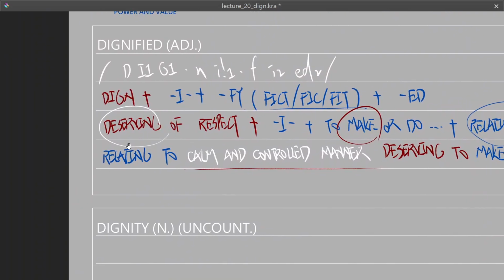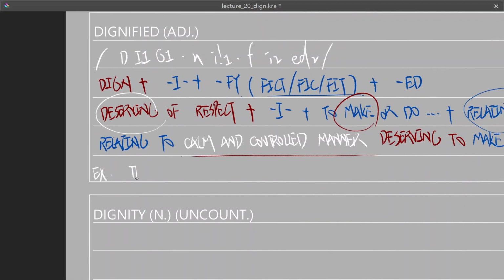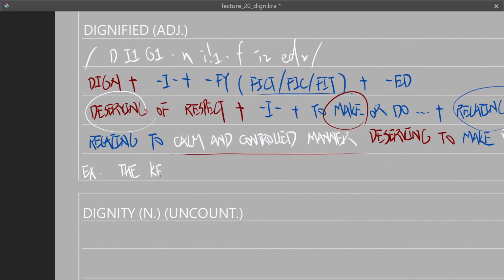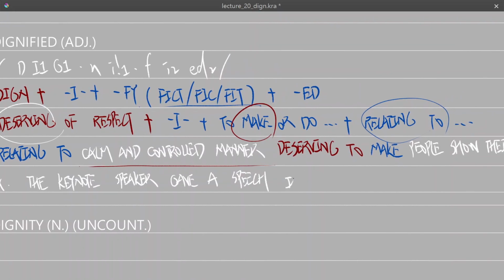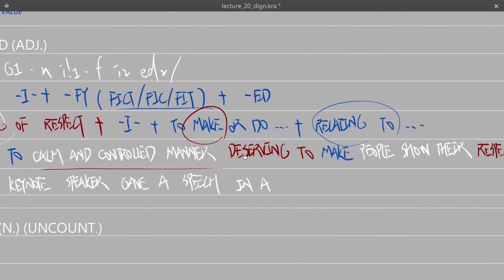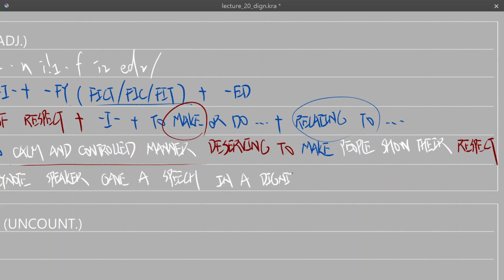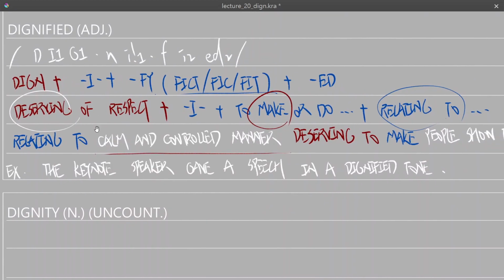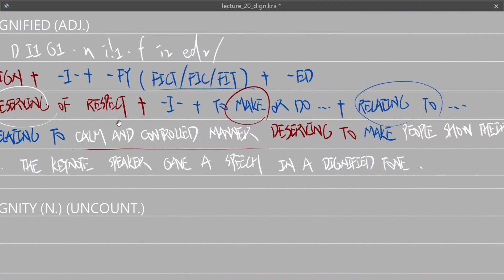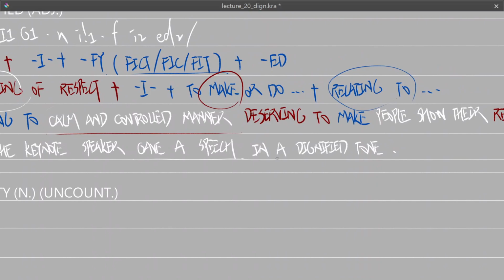Alright, so dignified, for example, let's say the keynote speaker gave a speech in a dignified tone. The keynote speaker gave a speech in a dignified tone. It is showing a calm and controlled manner. So gave a speech in a calm, controlled manner.